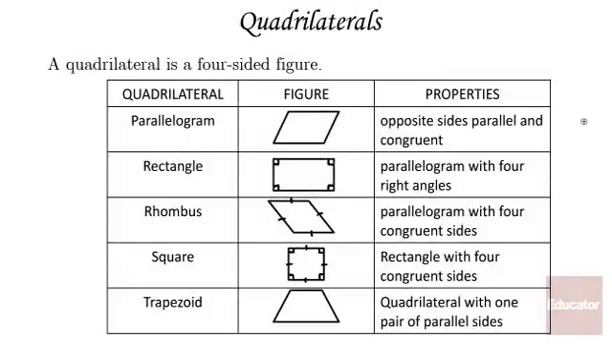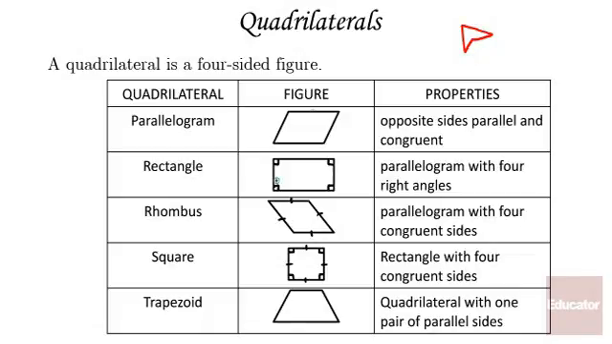Now remember, a quadrilateral is a four-sided figure. So any polygon with four sides is a quadrilateral. That means the four sides have to be straight sides and they have to be enclosed. Okay? So this is a type of quadrilateral. Any shape that has four straight sides and no open areas is a quadrilateral.